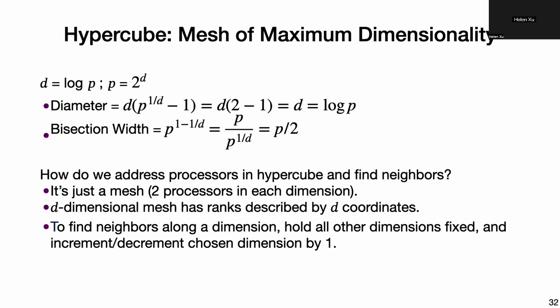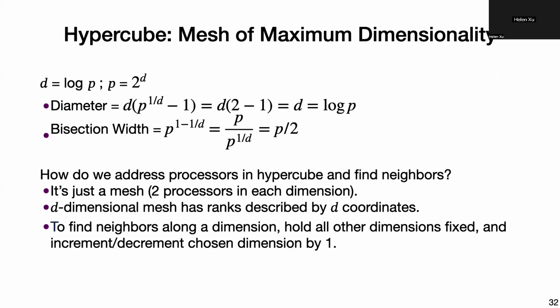A similar thing falls out of the bisection width, which is P to the 1 minus 1 over d, the same as P over P to the 1 over d, and that is P over 2 if d is log P. Another way to say it: P is 2 to the d, so 2 to the d times 1 over 2 gives P over 2.